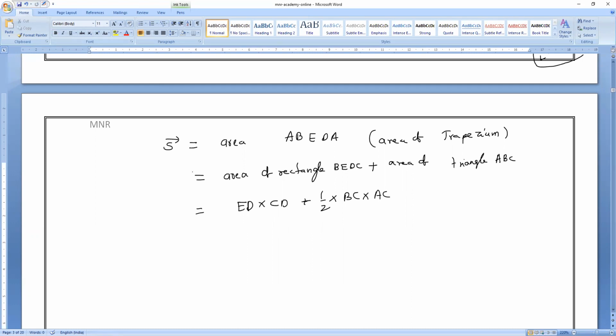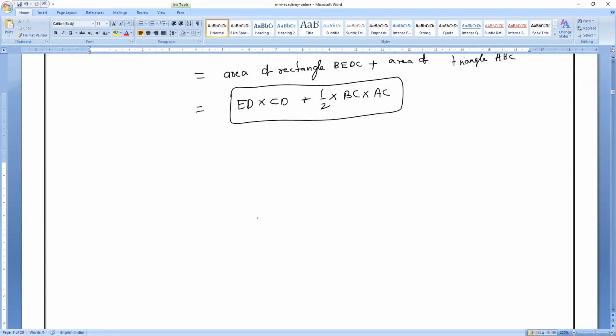Now you can find this one, or else, I know the area of a trapezium formula. Anybody tell me the area of a trapezium formula? I want to know. Any one of you, let me know. I will draw the trapezium. Listen here very carefully. B, E, D, A, and this is B. This is the area of a trapezium. So this is the trapezium shape. Yes or no? This is the trapezium.